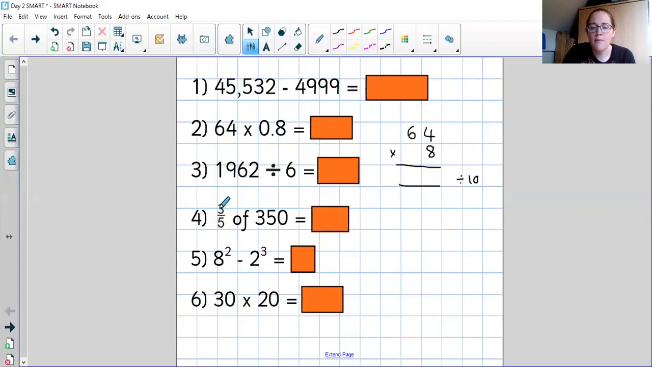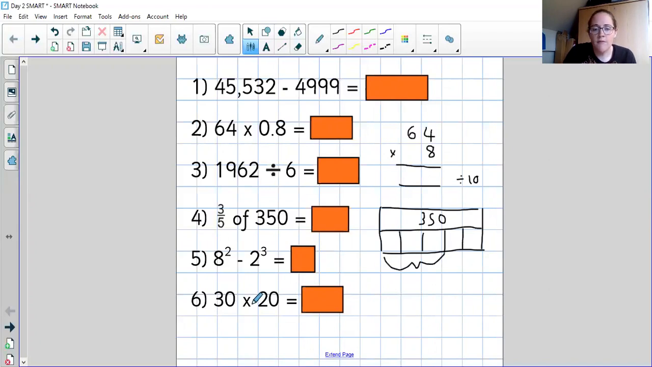Number 4, remember that when you're finding 3/5 of something, you want to find 1/5. I just draw a bar, 1, 2, 3, 4, 5. I've got 5 parts. My whole amount is 350, and I want to find the 5 parts by dividing it by 5, and I want 3 of those parts.